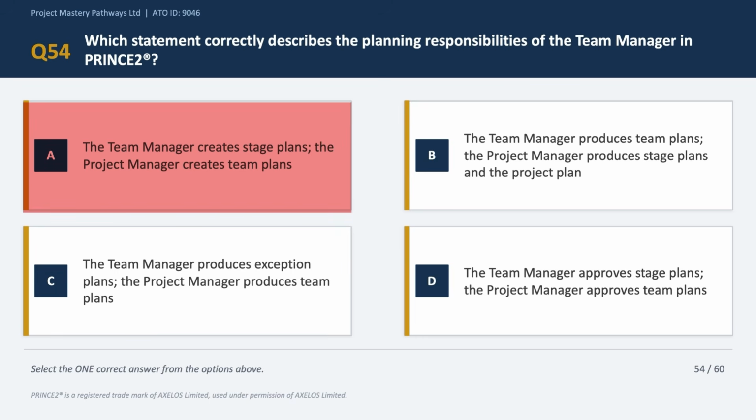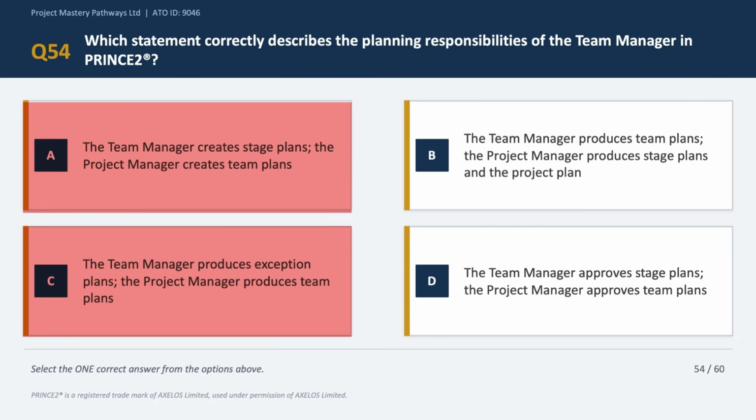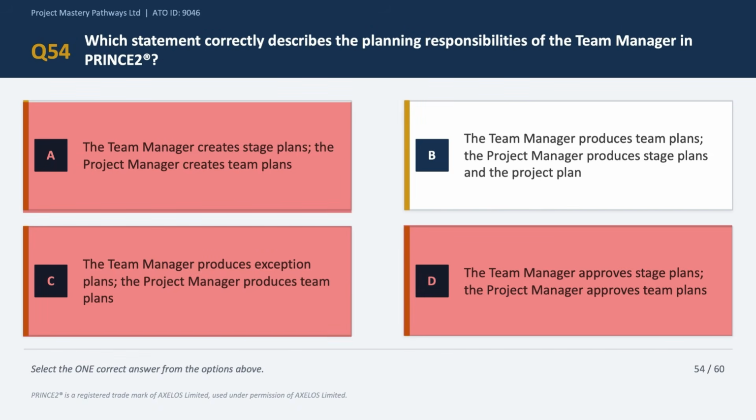Option C says team manager produces exception plans, okay? Again, an incorrect answer choice because exception plans are produced by the project manager, not the team manager. Let's look at option D, which says the team manager approves the stage plans and the project manager approves the team's plans, okay? Neither of these are correct. Approval of stage and exception plans, both of them, sits with the project board. So option D is incorrect.